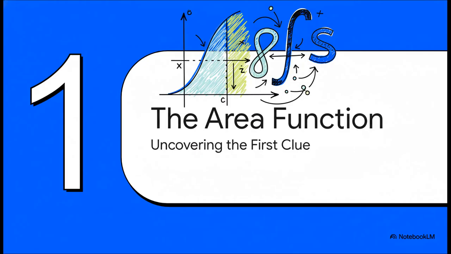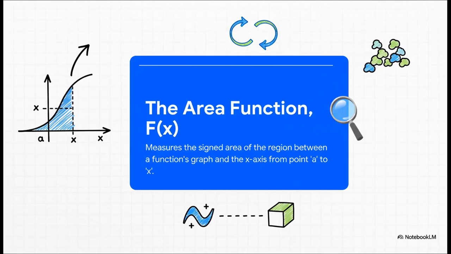To solve this, we've got to look at our first piece of evidence. It's this really clever, really powerful idea called the area function. Okay, so instead of thinking about area as just one static number, I want you to picture it dynamically. Imagine it's a value that's constantly growing, accumulating, as you slide from left to right along that x-axis.